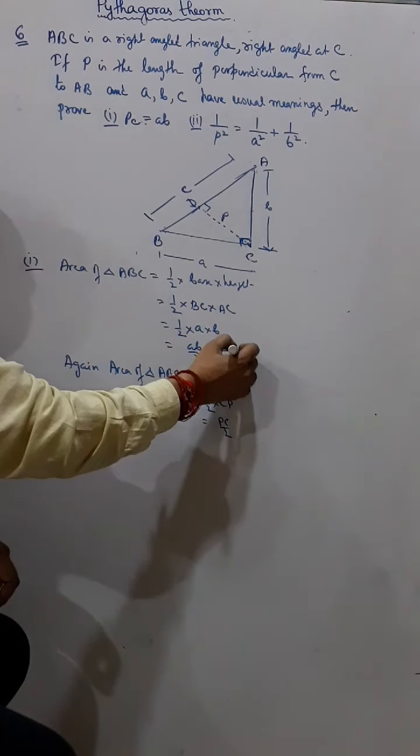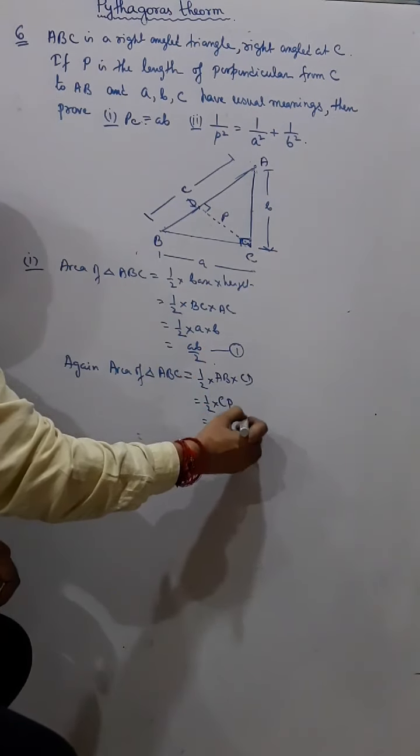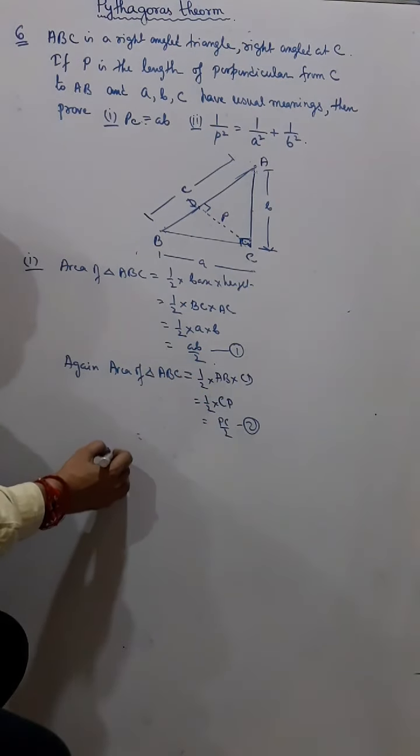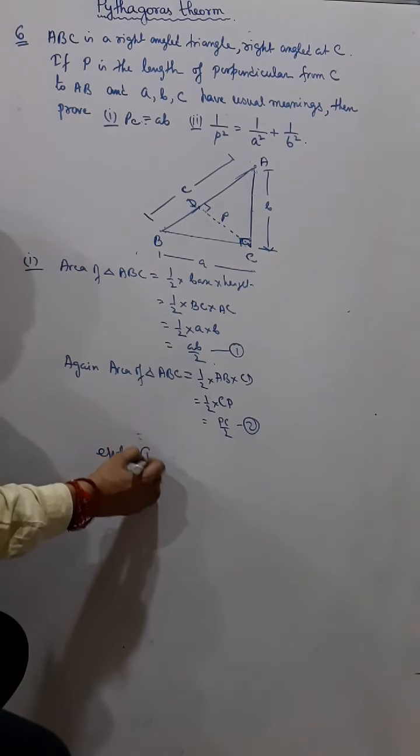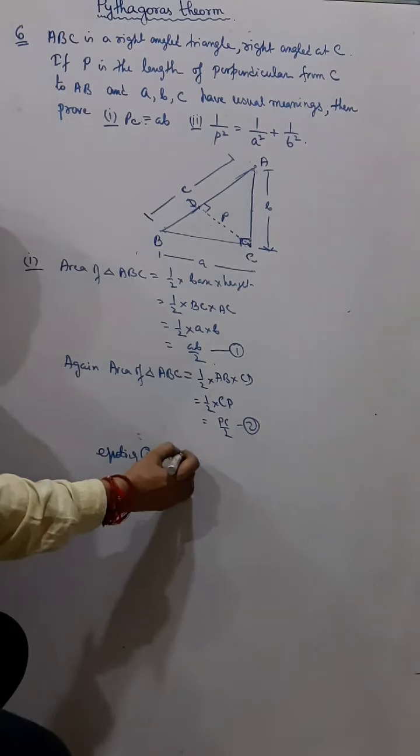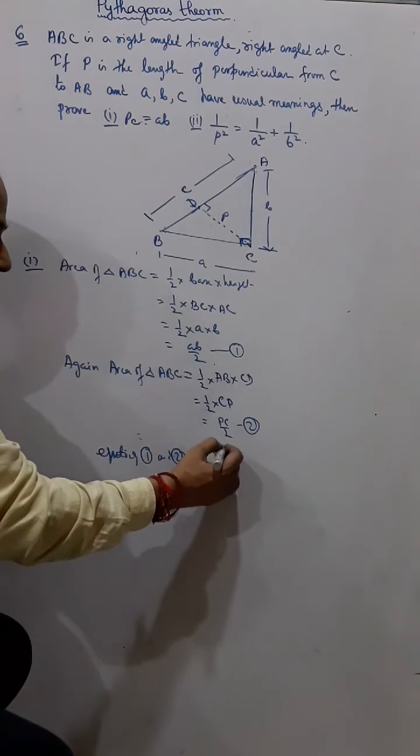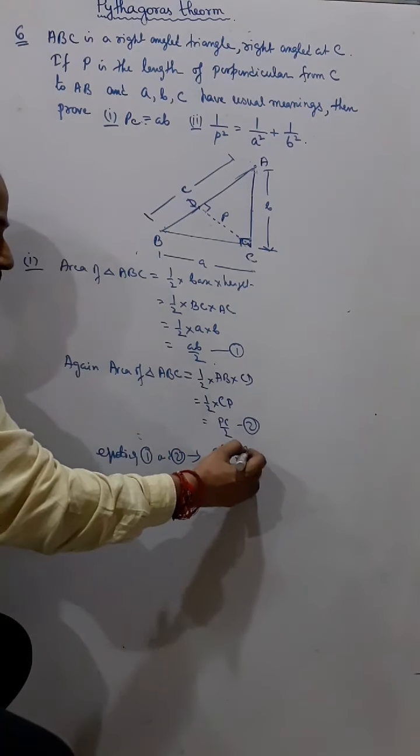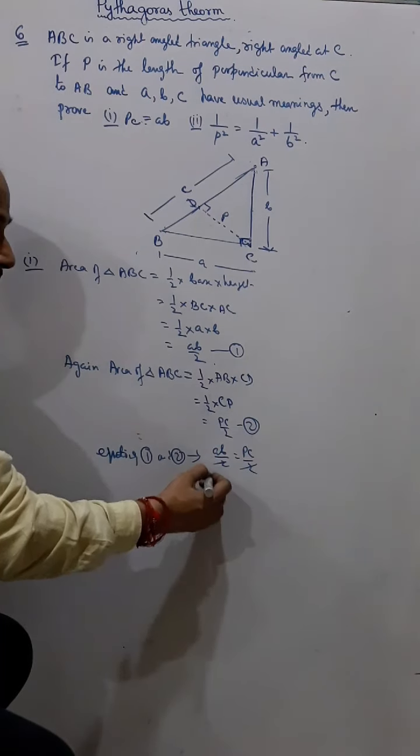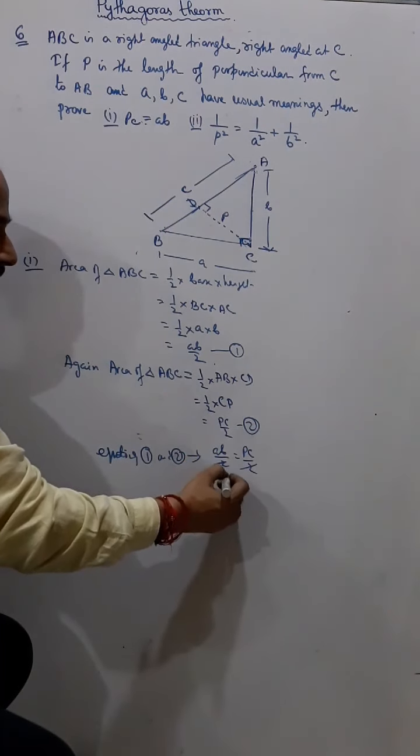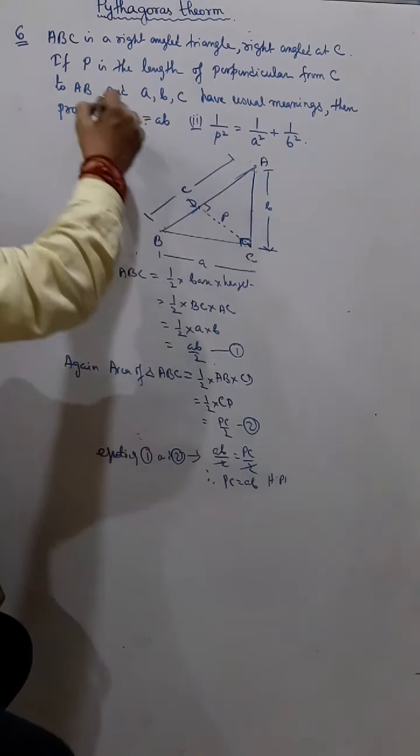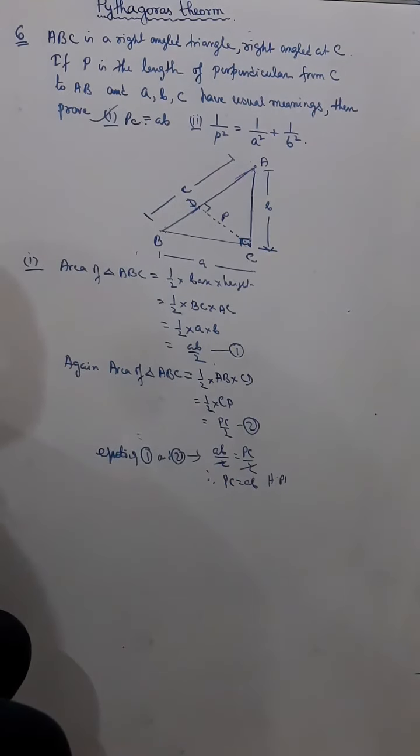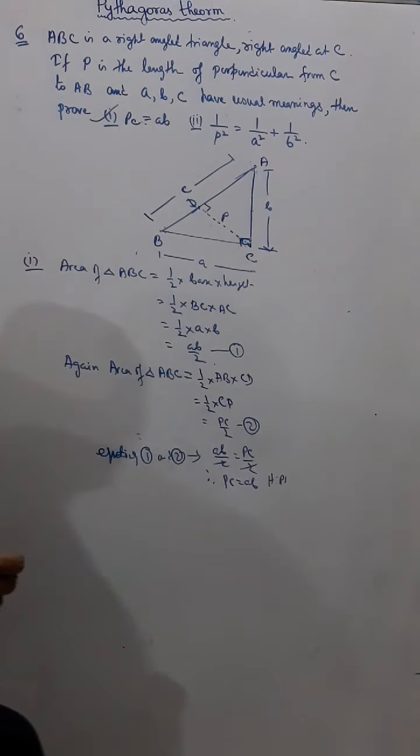And now we can see, equating 1 and 2, we get what? ab by 2 is equal to pc by 2, and finally we got ab equals pc, and that is what we have to prove. pc equals ab, and hence proved. Understand? Now number 2.